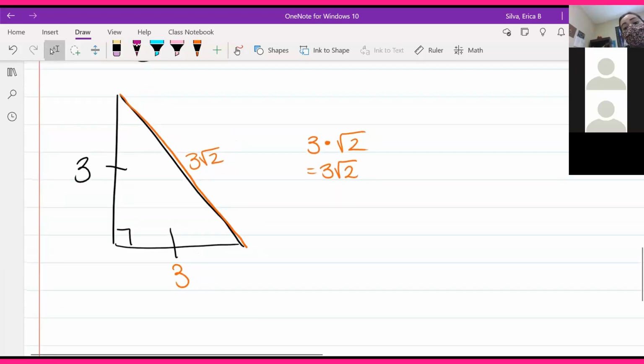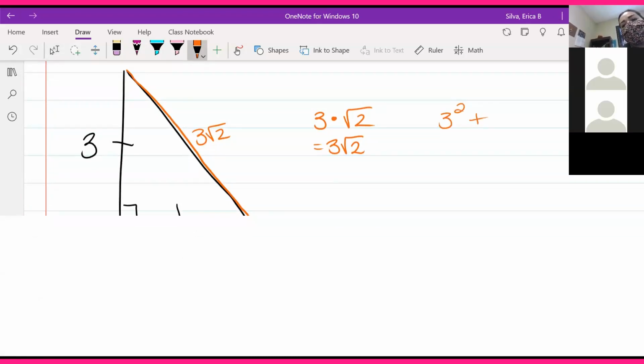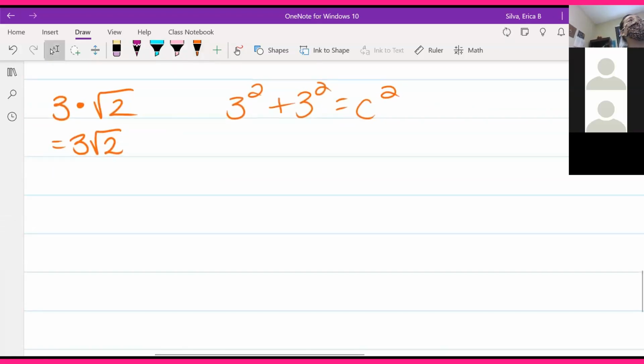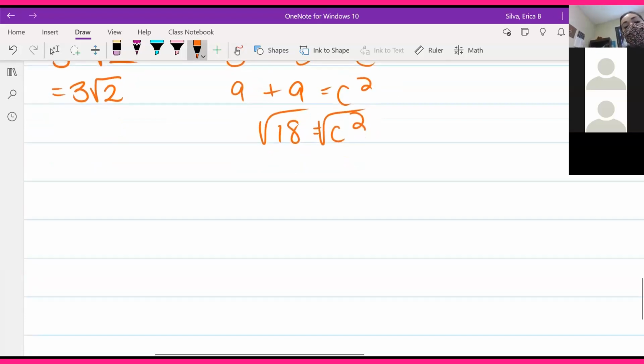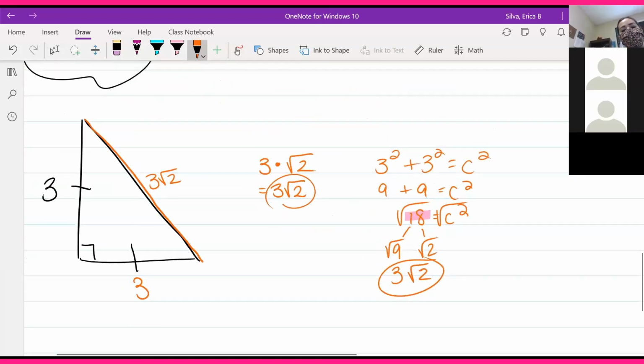So let's say we use the Pythagorean theorem. Let's say 3 squared plus 3 squared is equal to c squared. You do not have to write this part down. I'm just showing you how much time and effort you can save by knowing the relationship of special right triangles. This is 9 plus 9 is equal to c squared. We get 18 equal to c squared. We take the square root and we know we have to simplify. The largest perfect square that is divisible into 18 is 9. It's 9 times 2. This is 3 square root of 2. Do you guys see how you have the same answer?